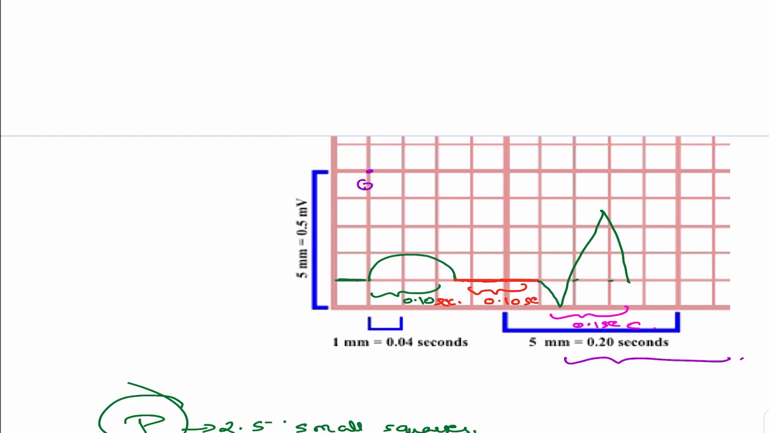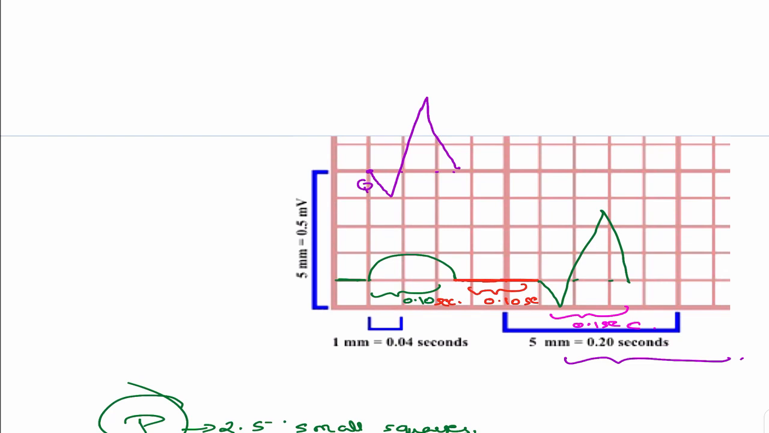Okay, so imagine this is where I'm starting the Q, and QRS is how much? 2.5. So this is 1, 2, 2.5. So it is like this: downward deflection, upward deflection, and finally a downward deflection. Okay, so it is basically like this: 2.5 small squares.